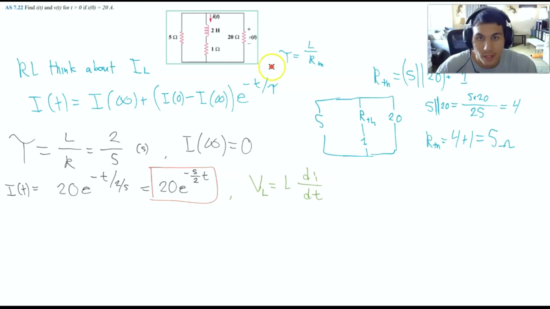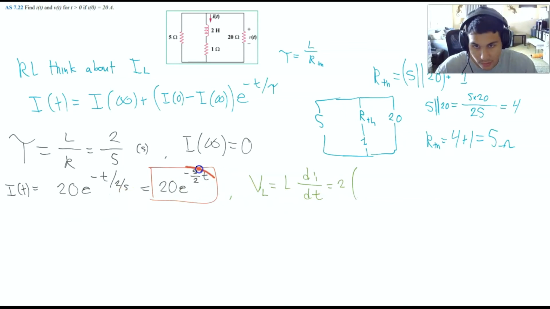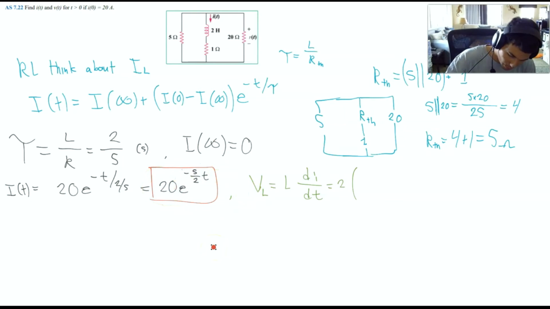Like I said, the voltage across this resistor is the same voltage here, so this tells us a good amount of information. So this is 2, and then what's di dt? If we take I of t's derivative, it turns into di dt, so we need to take this derivative. It'll be 20 times negative 5 over 2 e to the negative 5 over 2 t.